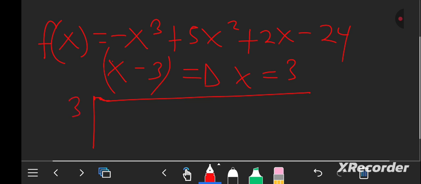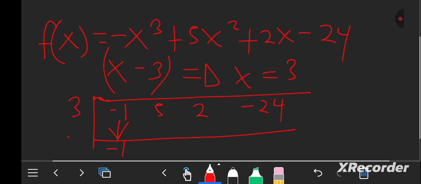Then you put 3 here. Then you take the coefficients. You don't include the variables. So you just take the coefficient of negative x cubed, that is negative 1. The coefficient of 5x squared, that is 5. The coefficient of just 2x, that is 2. Then the constant is negative 24. Once you take the coefficients, you need to draw a line like that. Then the first thing you need to do, drop the first coefficient to be your first value. So you drop negative 1 there.